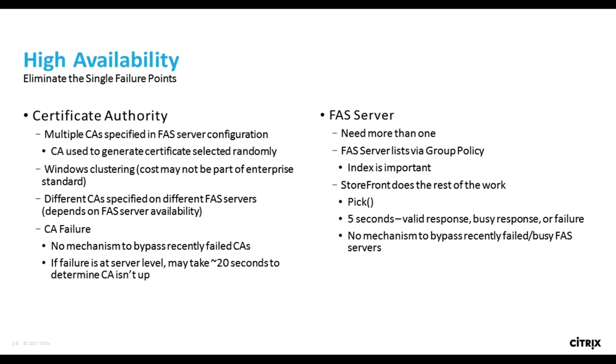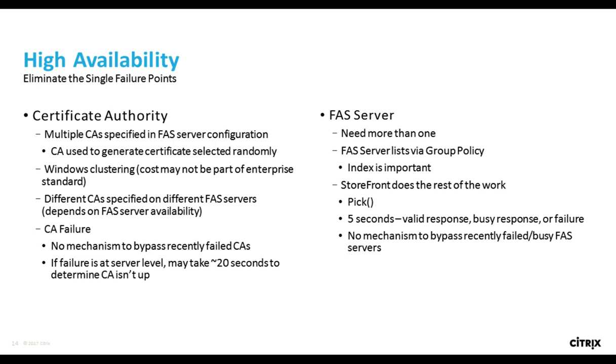So from a high availability aspect, how do we eliminate the single points of failure? Well, the certificate authority has multiple CAs that are specified in the FAS service configuration. Your CAs are going to be used to generate certificates that are effectively selected at random. So if we have multiple CAs, we end up having multiple places to pull things from, and we're going to randomly select each one of those.